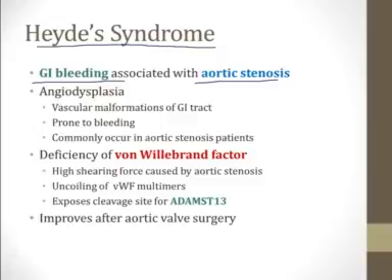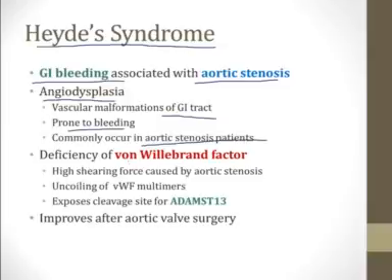Well, first of all, it turns out that patients who have aortic stenosis have an increased risk of angiodysplasia. These are vascular malformations of the GI tract, and they're prone to bleeding, and they commonly occur in aortic stenosis, and that's one reason you get GI bleeding in aortic stenosis. And that's one component of Hyde syndrome.